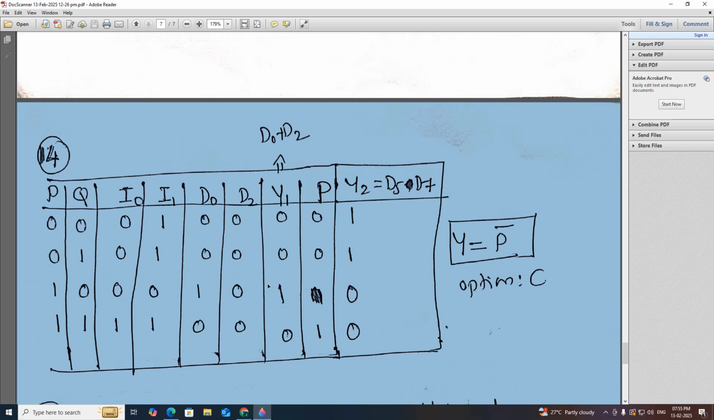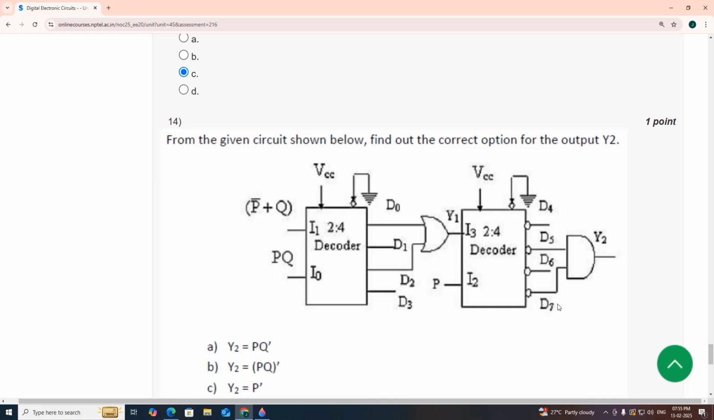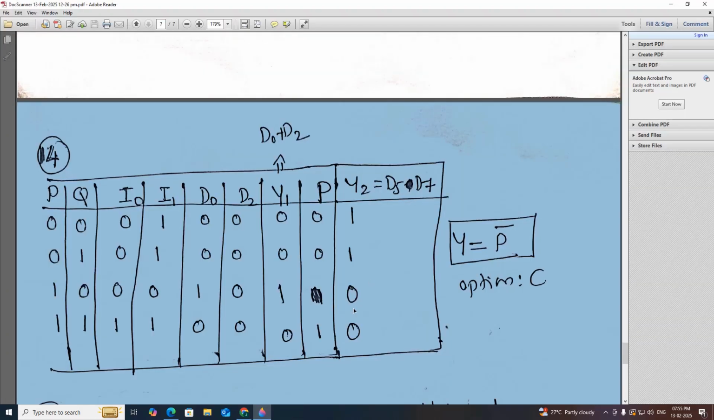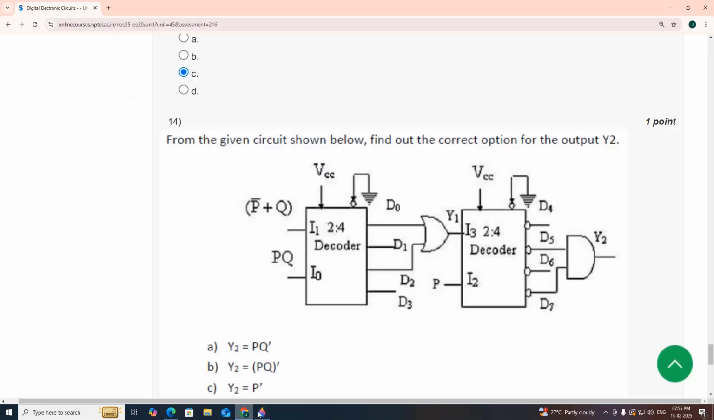In case of this combination 1 and 1, this is 1, this is 1. What will happen? This will be 0. So if this is 0, output will be 0. For this combination 0 1, this is 0, this is 1, and what we will get is d5. Sorry, d5 will be 0. d7 will be 1.